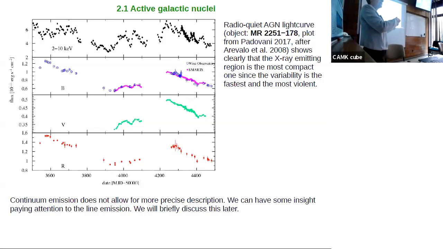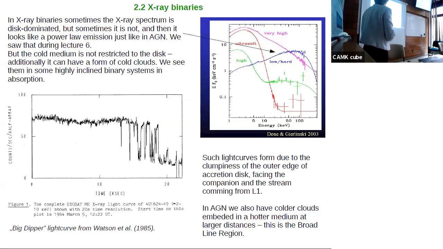Because if you have a small region, as we discussed, for example, constraints which come from efficiency, then the size of the region determines the time scale. So X-rays should come from something which is very compact.